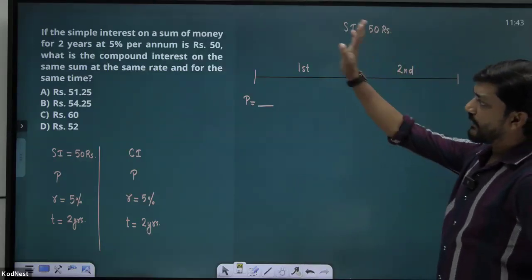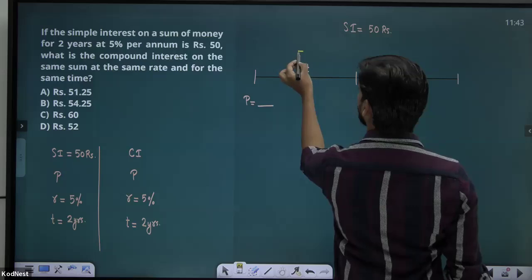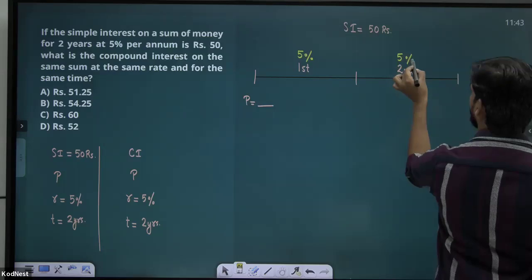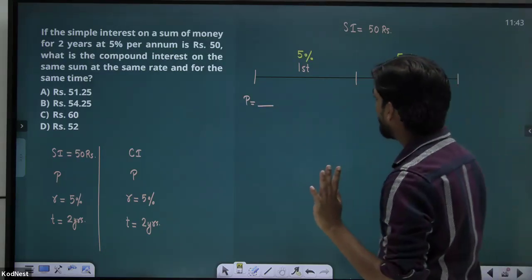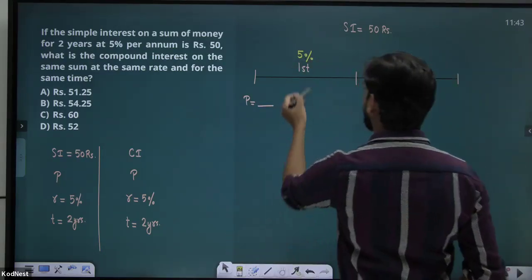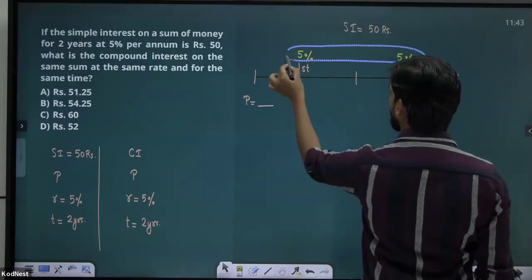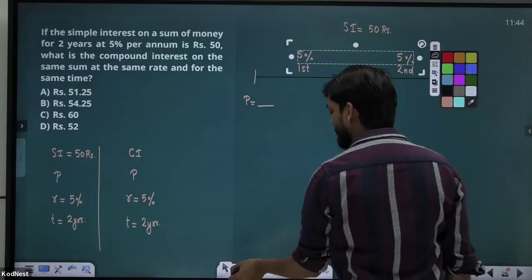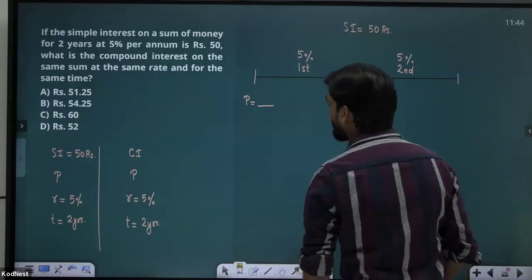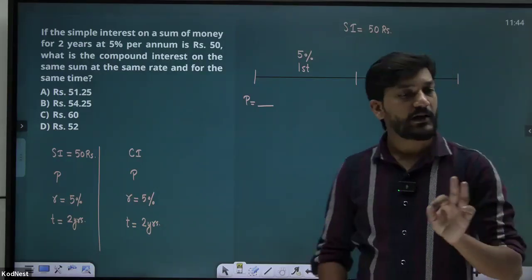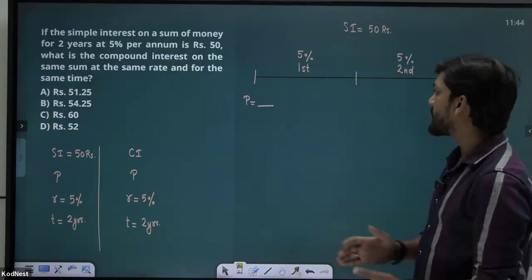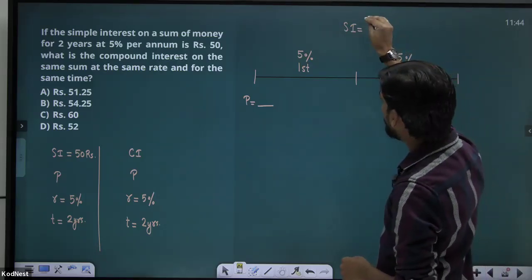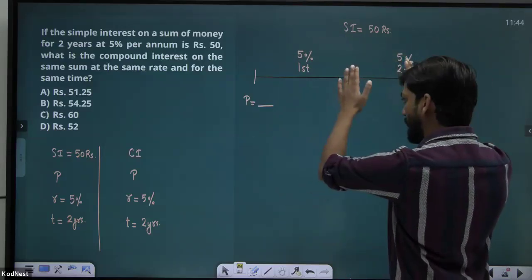So rate of interest is 5%. All right. First, I want to think only simple interest. My dear, simple interest is always on the principal. Always. Simple interest is always only on the principal, nothing else. There is no previous interest concept there. So 50 rupees interest for first and second year overall.